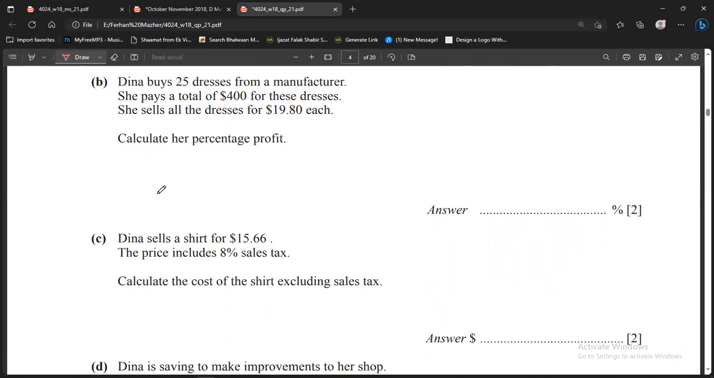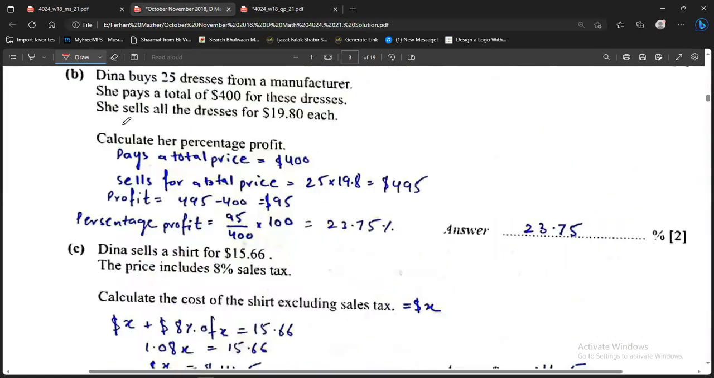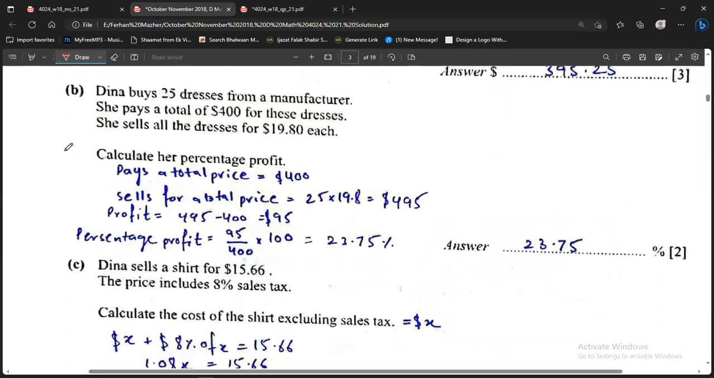Now the sale price is 25 multiplied by 19.80. You will get how much revenue she got, and then we can check how much the profit is, and then convert it into the percentage profit. So she pays a total price of $400, and sells 25 dresses, each at 19.8. So 25 multiplied by 19.8 is $495.